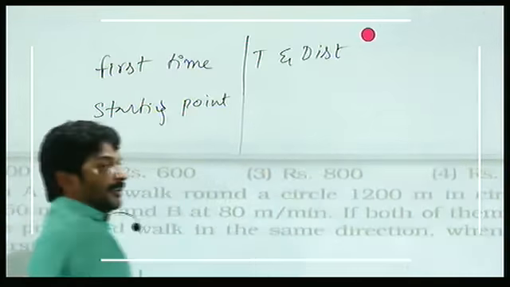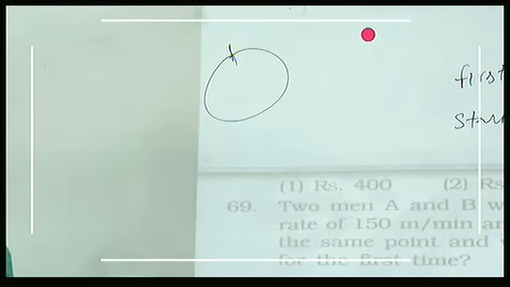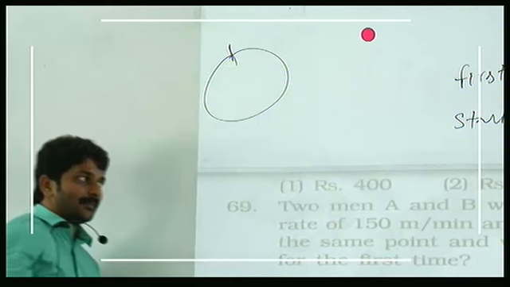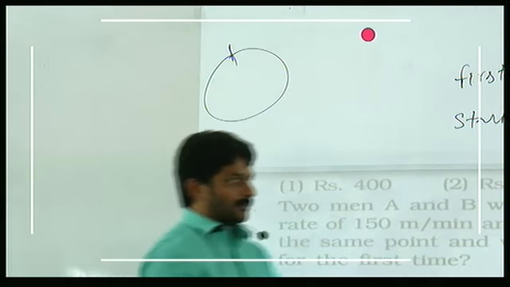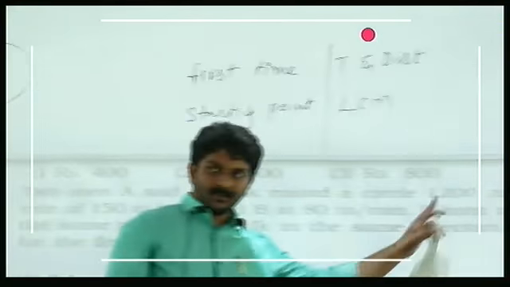This is for the first time. Now, this is a circular track. Both are at the starting point. What is the circumference of this circle? Tell me in terms of meters. 1200. Circumference is 1200. Now, if both the persons are at this particular place, what is the distance between those 2 persons? 0. One possibility. Second possibility? 1200. Distance between the 2 persons is 1200.